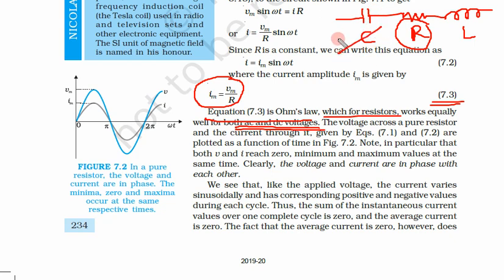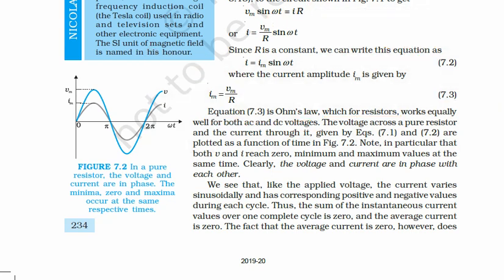But right now we have not considered capacitance or inductance. There can be three components: capacitance, resistance, and inductance, or a mixture of any two, or any one of them. Here we have considered only resistance, and we have found that Ohm's law remains the same as in the case of DC currents. Ohm's law will not change for AC currents. The voltage across a pure resistor and the current through it, given by equations 7.1 and 7.2, are plotted as a function of time here.